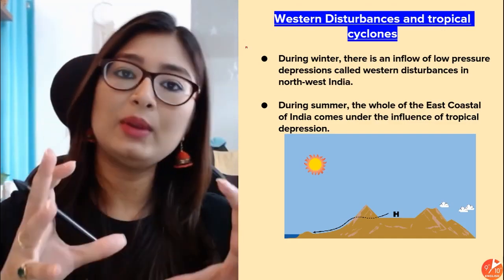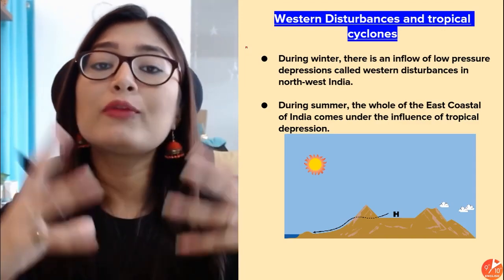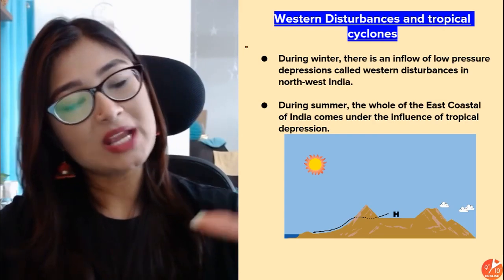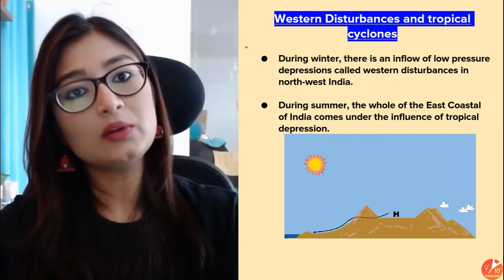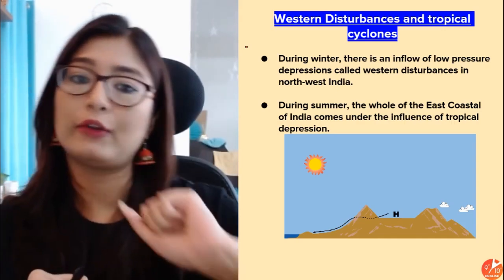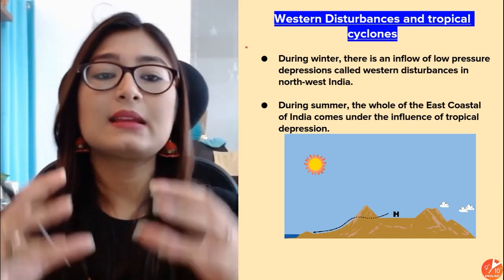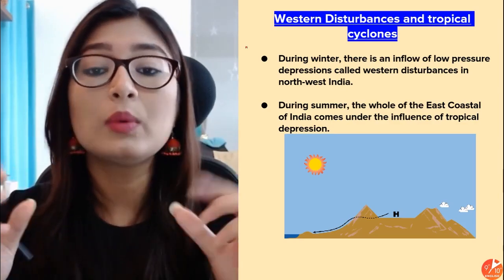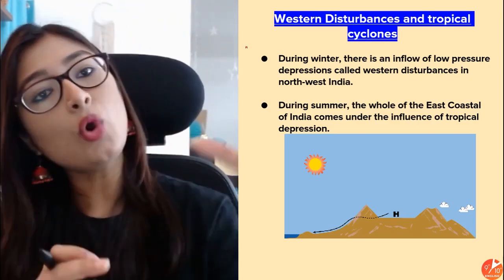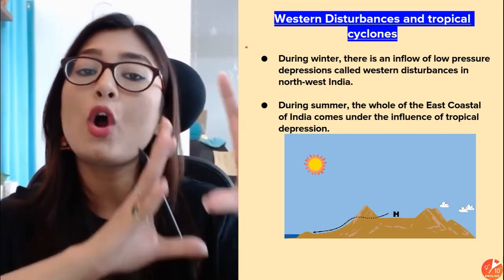That makes this area low pressure, and there will also be a lot of moisture in this air. This air, again by the jet streams, the westerlies, which we know as such because it is coming from the west, is brought down to the northern part of the country. Because of this, it causes winter showers during this part of the year. So during winters, there is an inflow of low pressure depressions called western disturbances in the northwest of India.